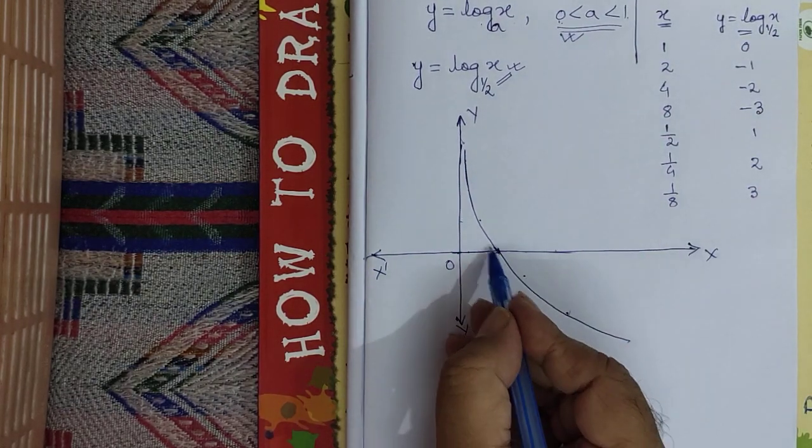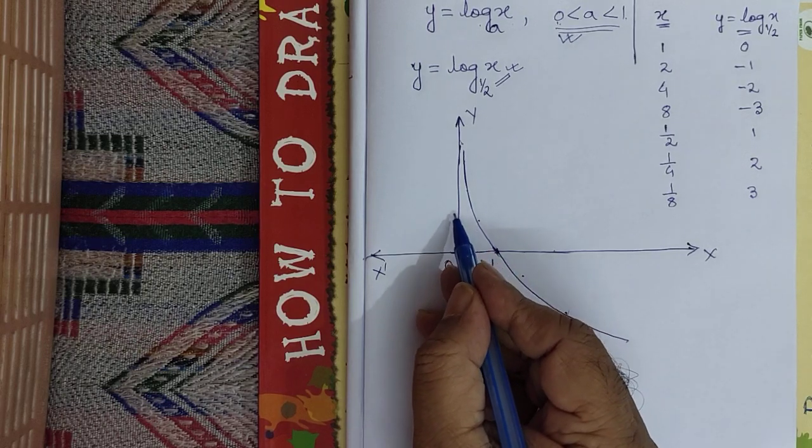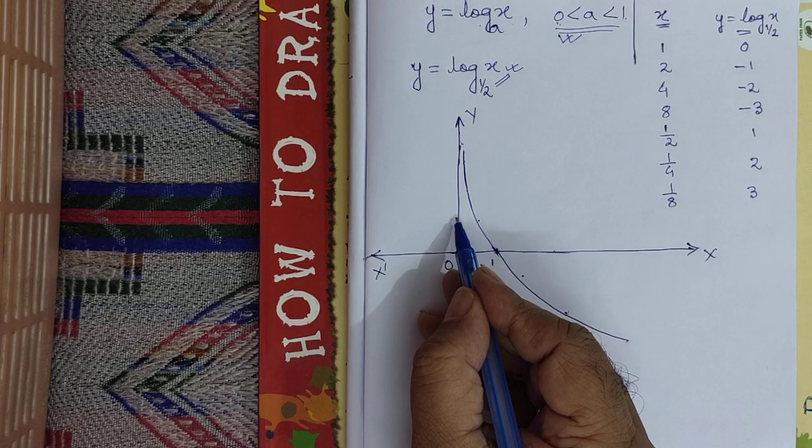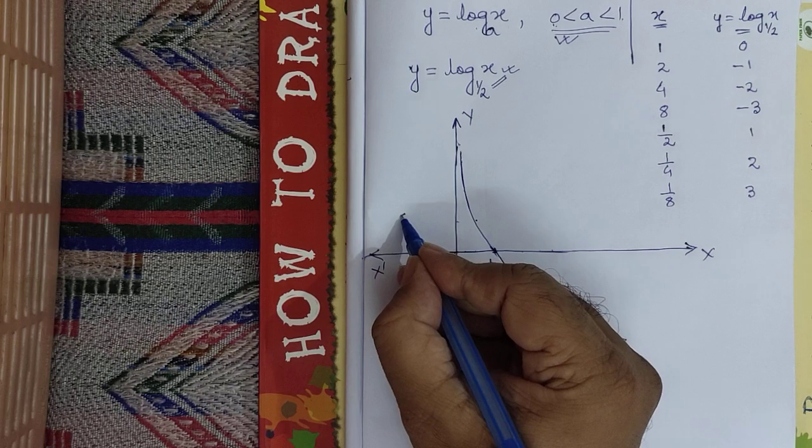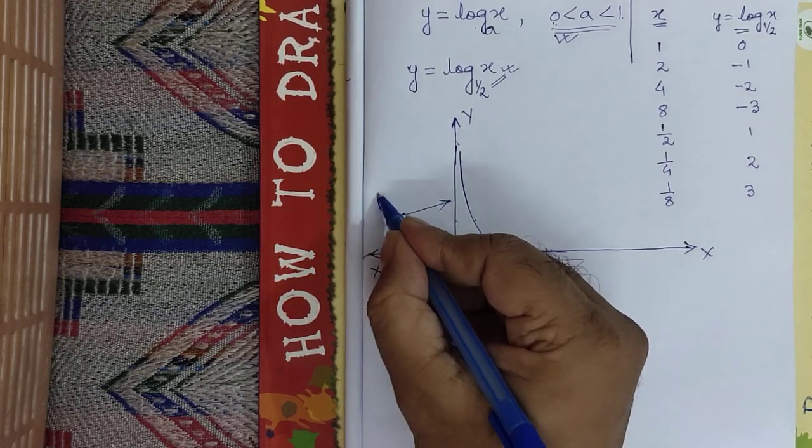Again, this graph will be approaching the y-axis. However, it will never touch the y-axis. So in this case also, the y-axis becomes the asymptote.